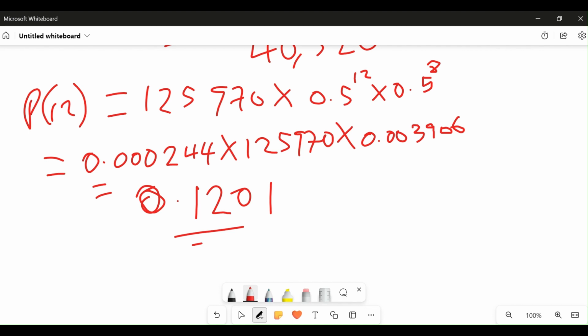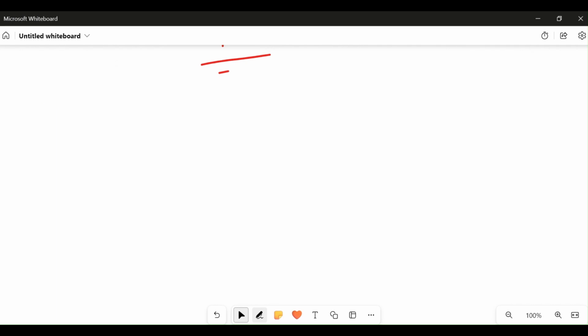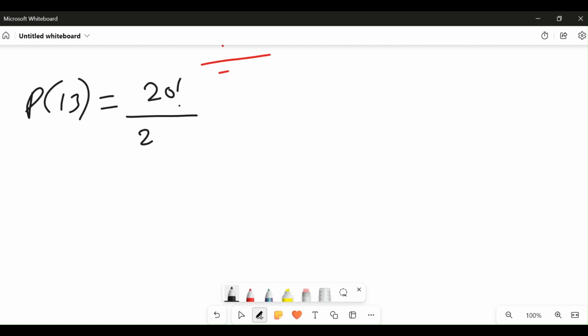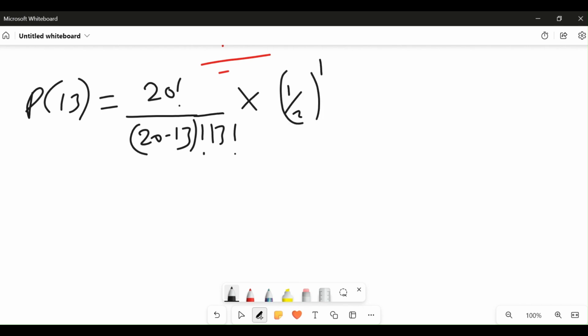Also, we are going to do the same thing and find the probability of 13, P of 13. This will be 20 factorial all over (20 minus 13) factorial times 13 factorial, times 1 over 2 or 0.5 raised to power 13, and 0.5 raised to power 20 minus 13, that's 7. From here let's find the factorial part first.